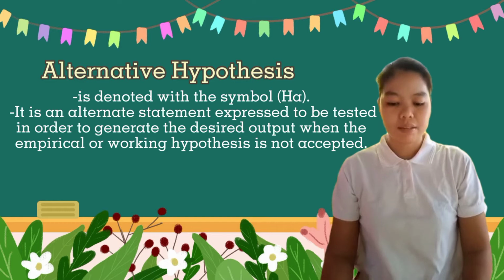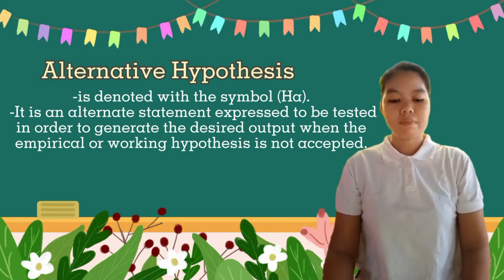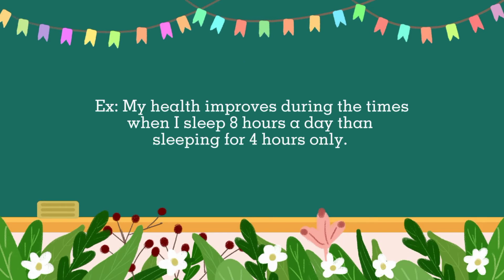Alternative hypothesis. An alternative hypothesis is denoted with the symbol H1. It is an alternate statement expressed to be tested in order to generate the desired output when the empirical or working hypothesis is not accepted. Example: my health improves when I sleep 8 hours a day than sleeping 4 hours only.